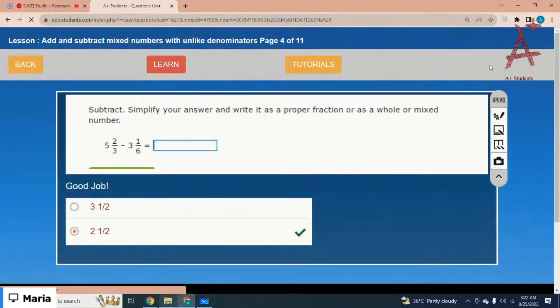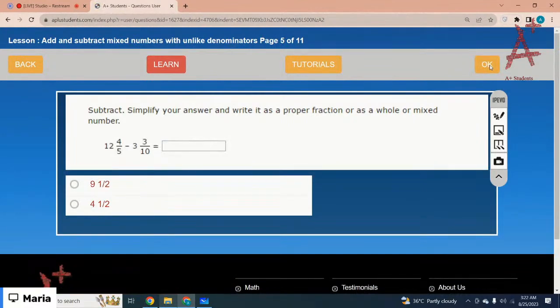Okay, for the next one, you have to solve on your notebook and you can just write down the answer for me, right? 12 whole 4 over 5 minus 3 whole 3 over 10, which is the correct option? The correct option is 9 whole 1 over 2. How do I know? I subtracted 3 out of 12, right? 12 minus 3 is 9.